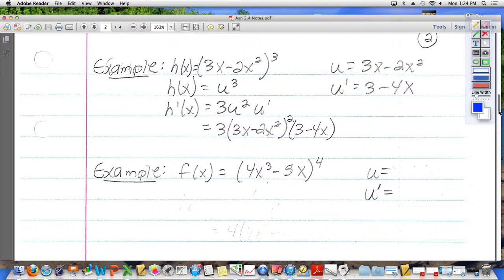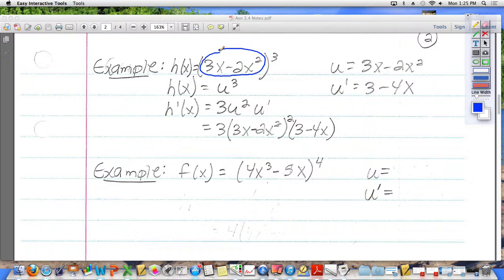All right. The first thing you need to do is look for the function that's trapped inside of another function. So what is the function that's trapped inside of another function? 3x minus 2x squared. Are you okay with identifying that? I don't think that part's too bad. So this is the function that's trapped inside of another function.